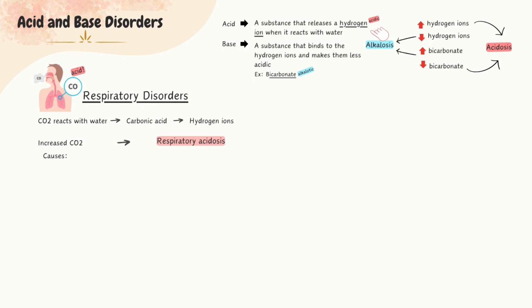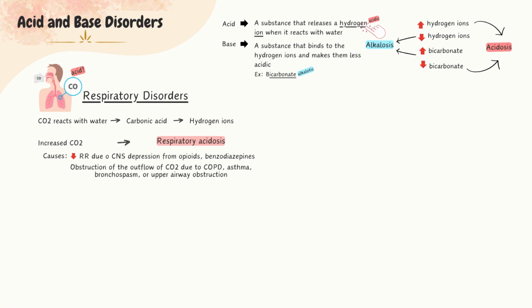What would make a patient unable to blow off CO2? In order to breathe out CO2, you need to have effective ventilation. If the patient is too tired or too somnolent, maybe they are taking too much opioids, too much benzodiazepines that depress the CNS and the respiratory drive, they end up breathing at a very slow rate to the point that they are unable to blow off the CO2 in the lungs. Or they could have obstruction of the outflow of CO2 due to conditions like COPD, asthma, bronchospasm, or upper airway obstruction.